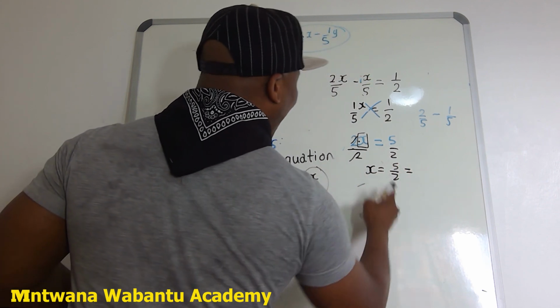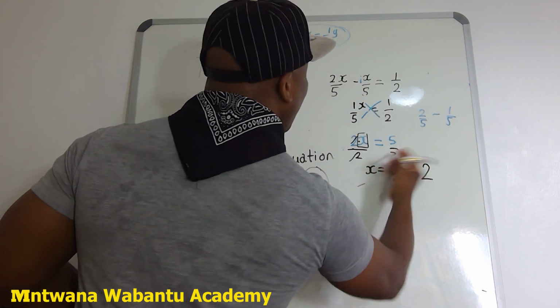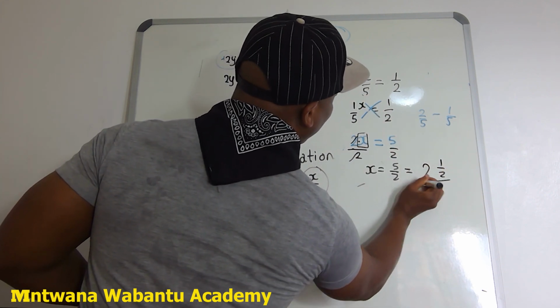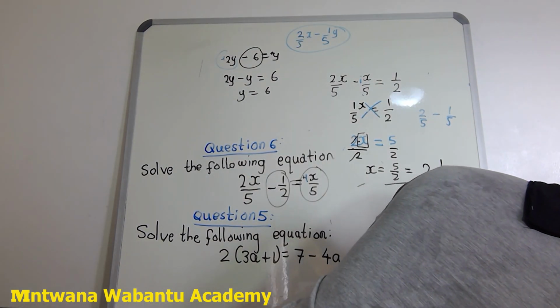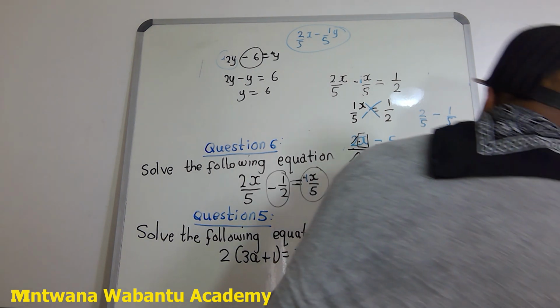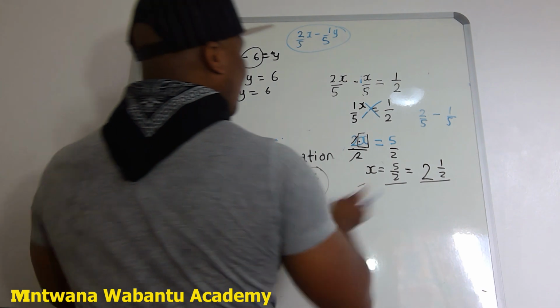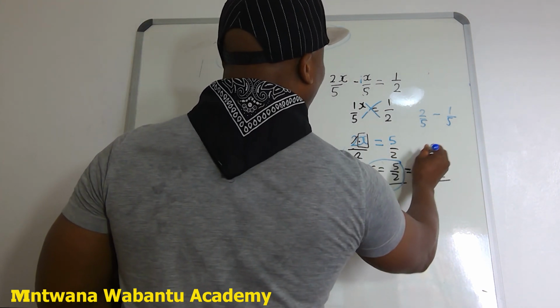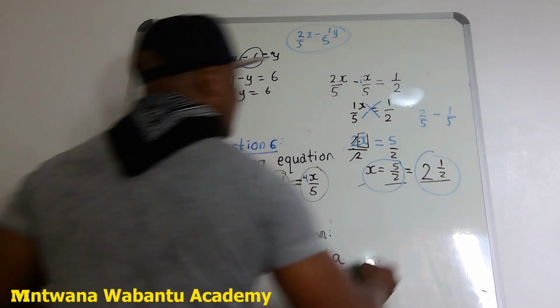Or you can simplify. How many 2s in 5? There are 2, which gives us 4. So we are left with 1 over 2, that is 2 and 1 over 2. So the answer can be this or that. You know what I'm saying? The answer is either 2.5 or 5 over 2. Now, let's go to the last question.